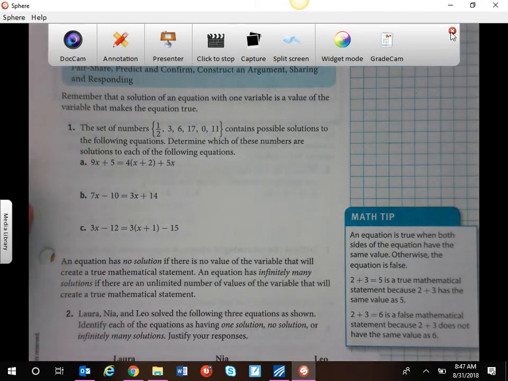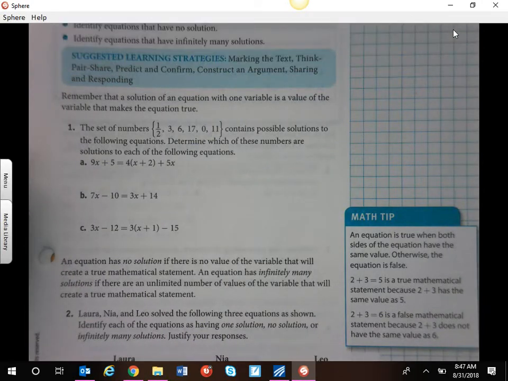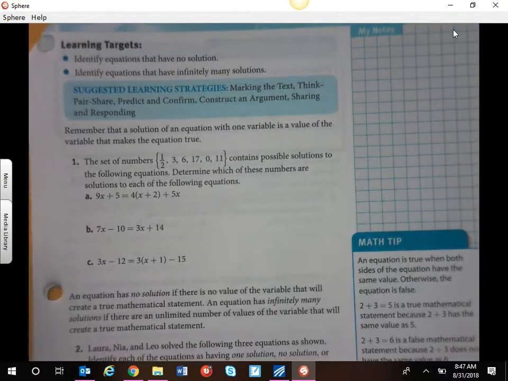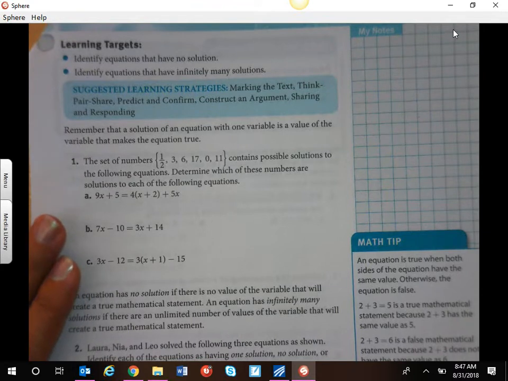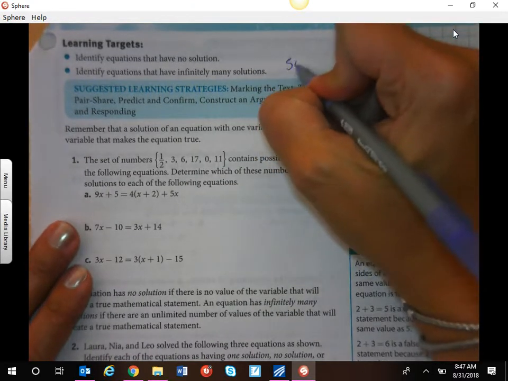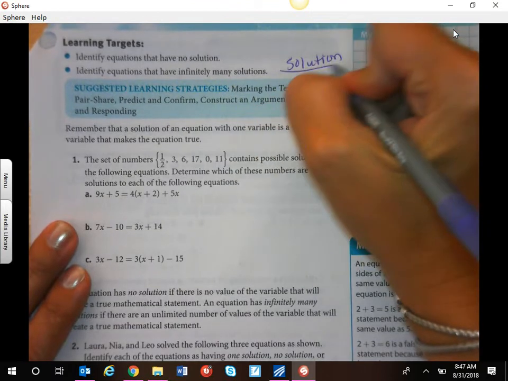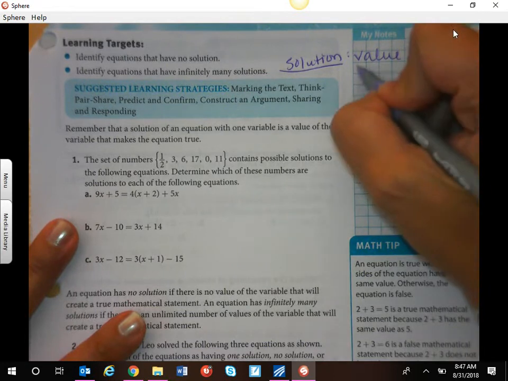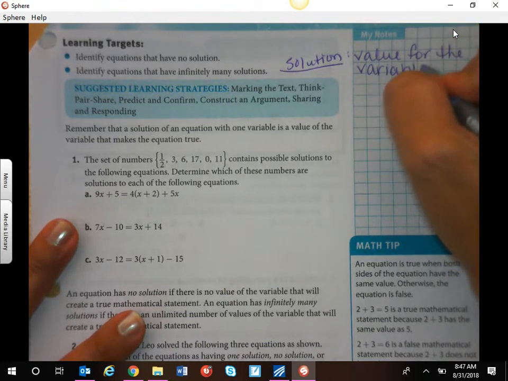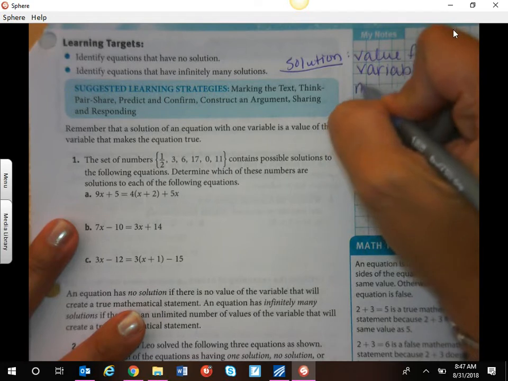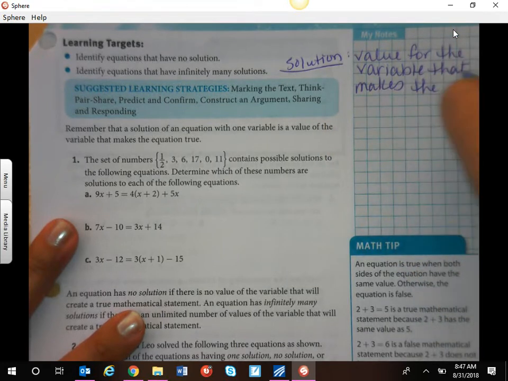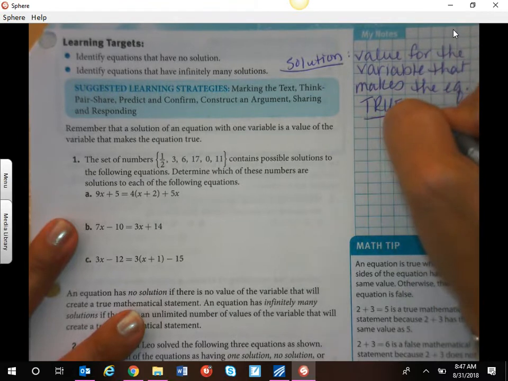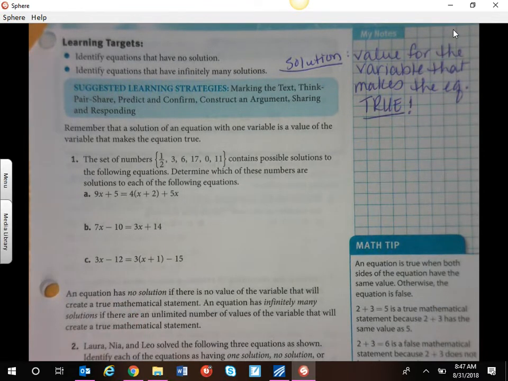Alright, so we have been discussing how to solve all different types of equations, and every equation that we have solved so far has had one solution. And keep in mind that a solution is the value for the variable that makes the equation true. Meaning, when we plug it in for that letter, it will be equal on both sides.